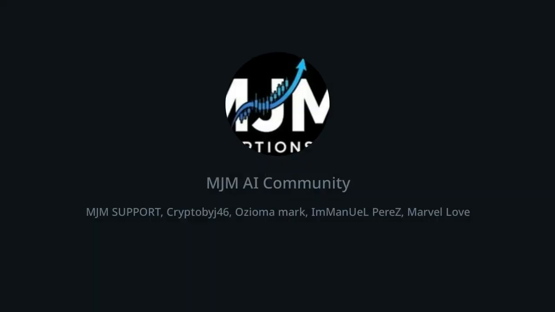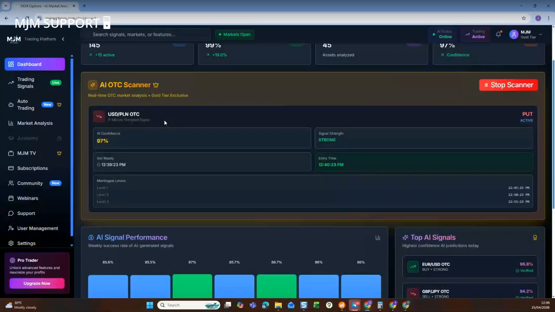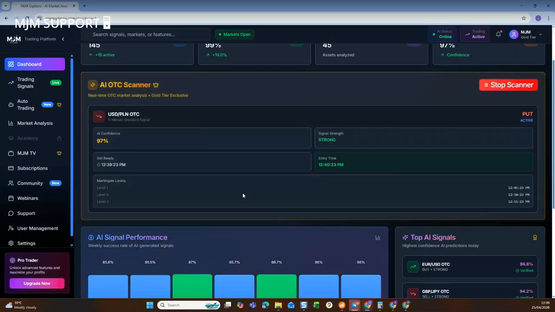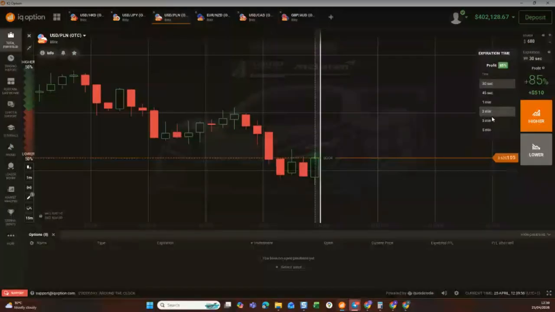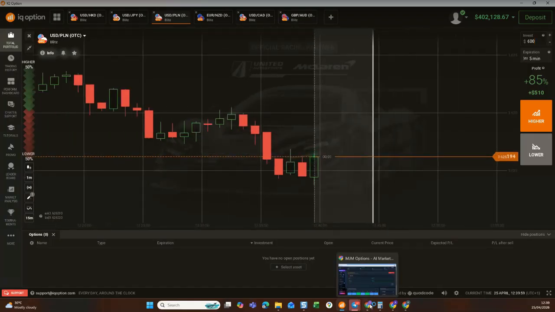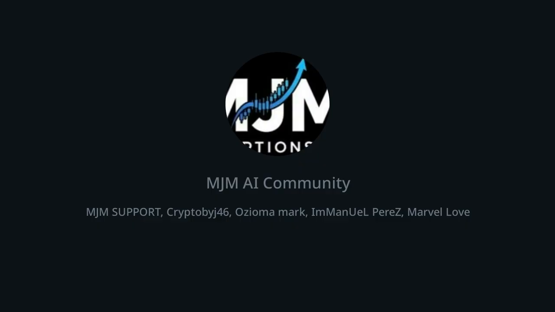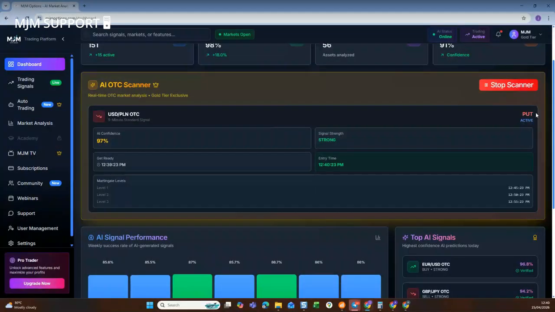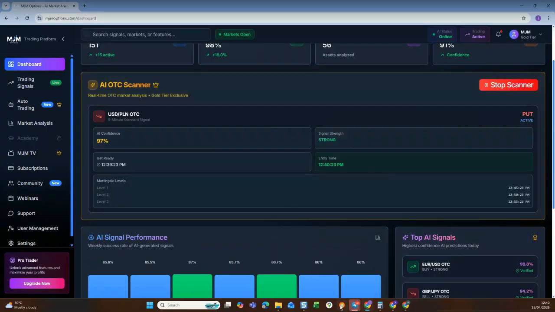Now the next thing I have here is the 5-minute standard signal. That simply means I'm trading for 5 minutes. So I come here and I adjust it to 5. The next thing I have here is the direction. Direction here says put, so that means I'm selling. So what time am I selling? I'm selling at 12:40, 23 seconds.